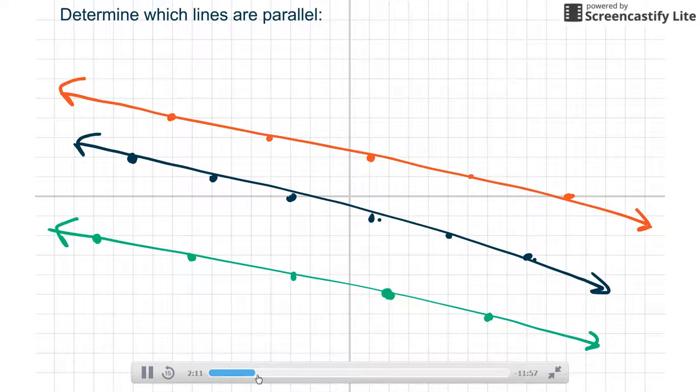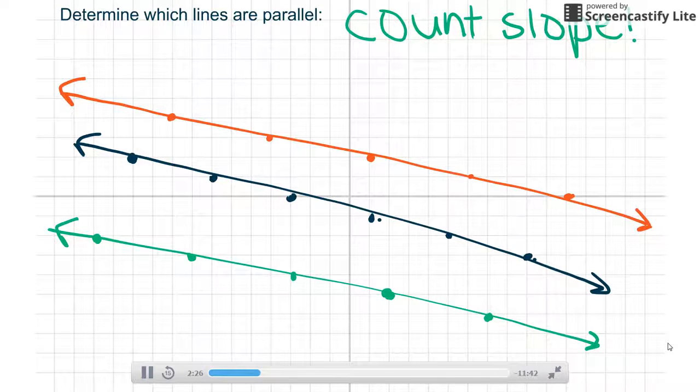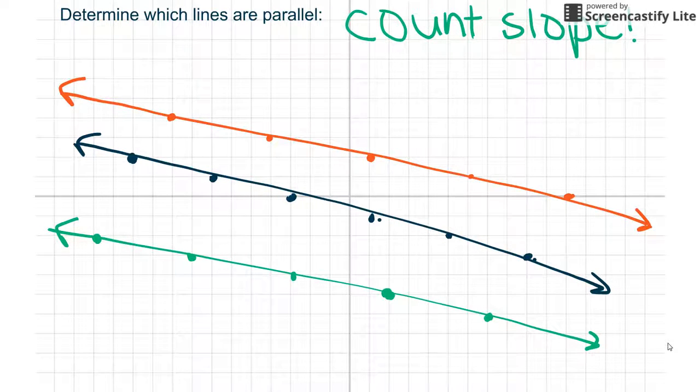So the next thing you may have to do is to determine which lines are parallel, and literally all you have to do is count the slope. Once you count it, then you can compare it for each line. So I'm going to start with this orangish red, and I'm going to start at this dot here, and I'm going to count how many up. I count up 1, over 1, 2, 3, 4, 5. So for the red, I counted up 1 and left 5.